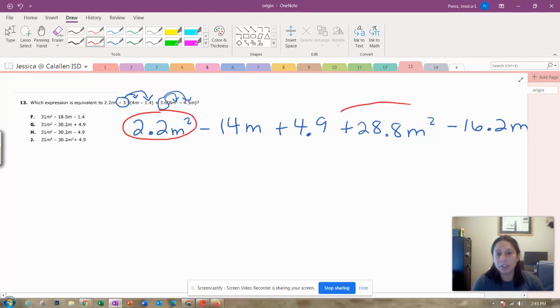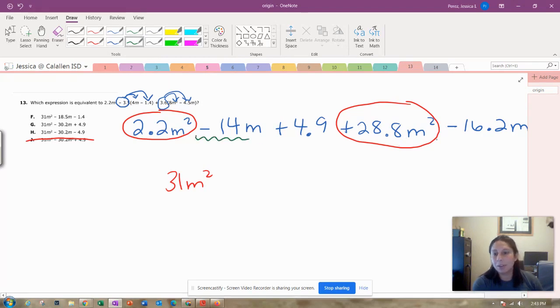If you look at your answer choices, m squared came first. So I have to figure out how many m squared are in the problem. If I combine 2.2 plus 28.8 m squared, that gives me 31m squared. If you look at your answer choices, the only one I can cross out is J because it had an m to the fourth.